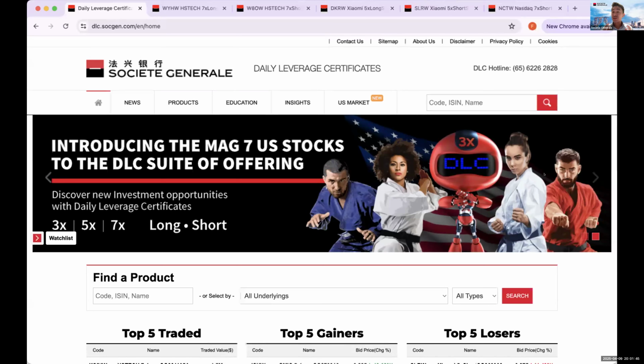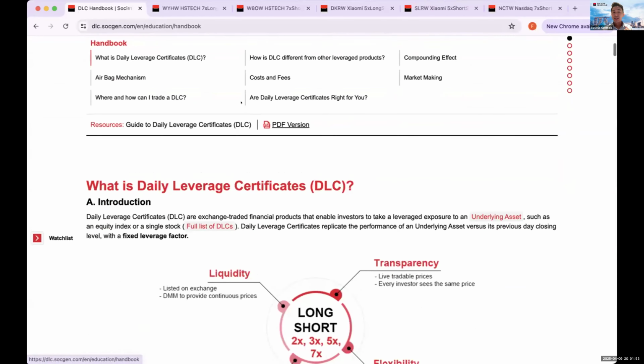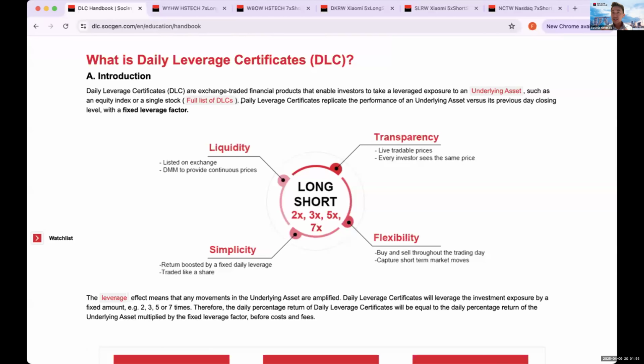All right, so DLC stands for daily leverage certificate. It is a financial instrument that is listed on the SGX securities market. So this DLC is a structured product that's listed on the SGX. For us, SocGen, we are the issuer of these DLCs. We issue the DLCs and we list them on the SGX for investors to buy and sell the DLCs to express their view.